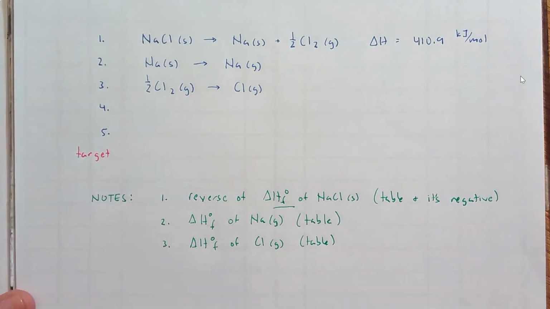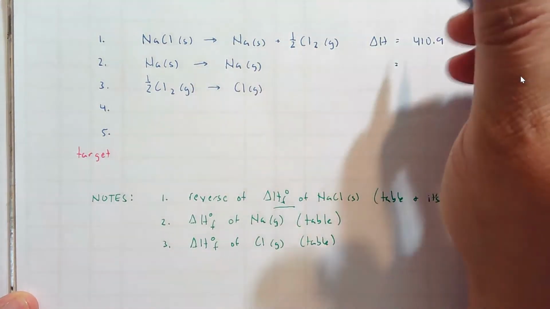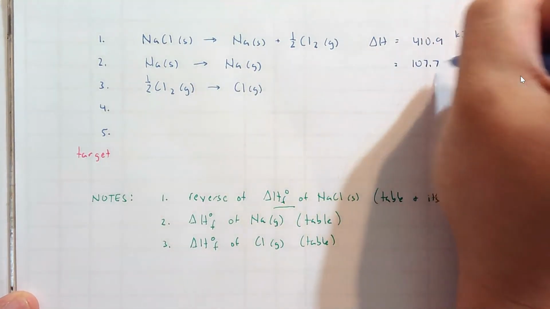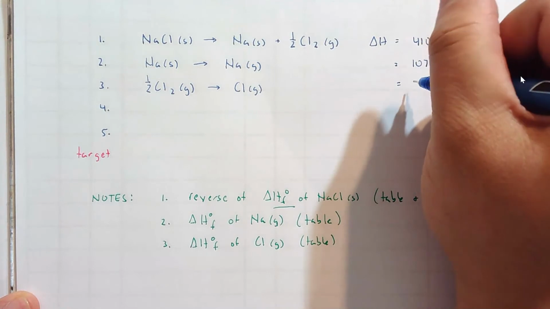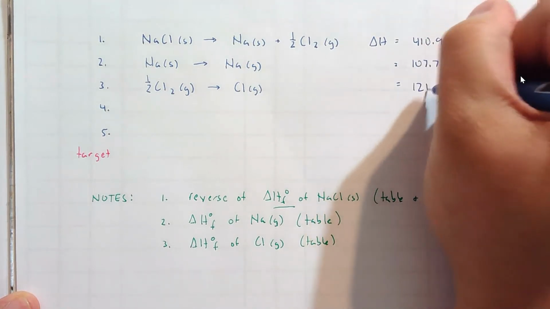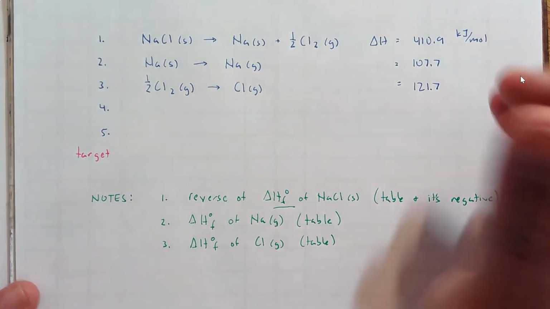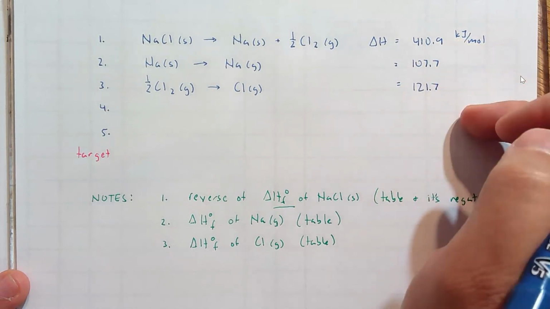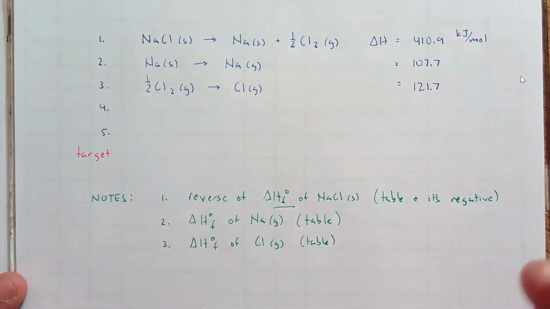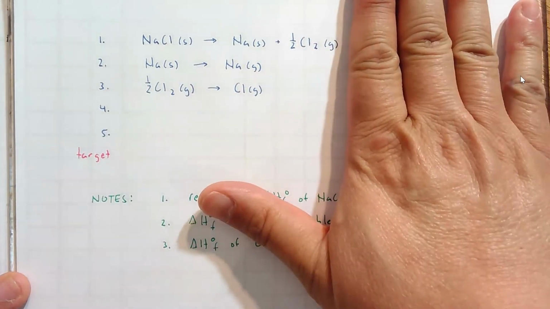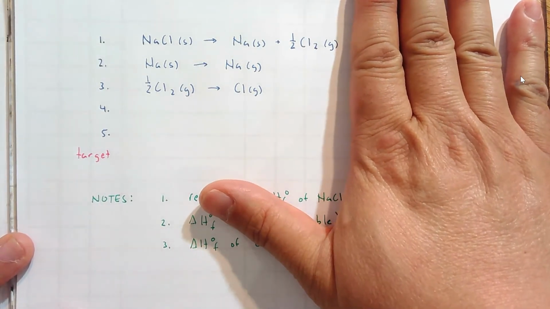And yes, I realize I have forgotten to write the delta H's. So the delta H for this process is positive 107.7. And then for this process here, to get a single atom of chlorine gas, 121.7. Okay. So far, everything has been endothermic. I'm just trying to figure out, would you be able to tell that just from the reaction, that we have to add heat for each of these reactions to occur?